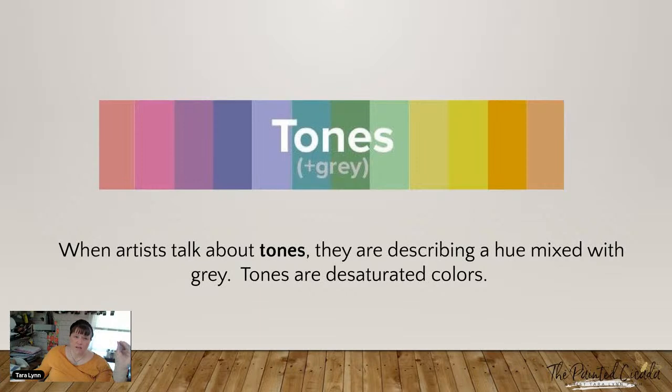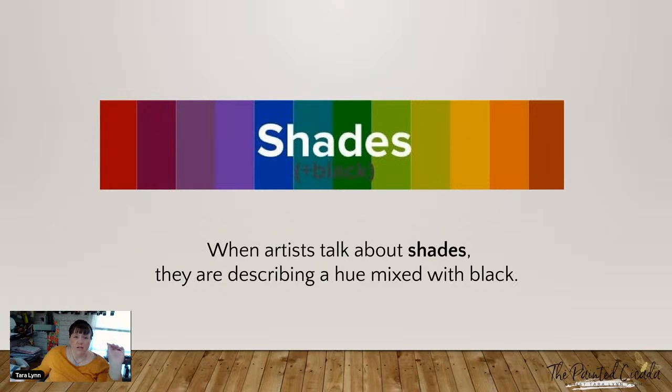And you can see when you look at the tones, we're talking about desaturation. It really makes the color more subtle. Shades are any hue mixed with black. So it's a way to darken the color.